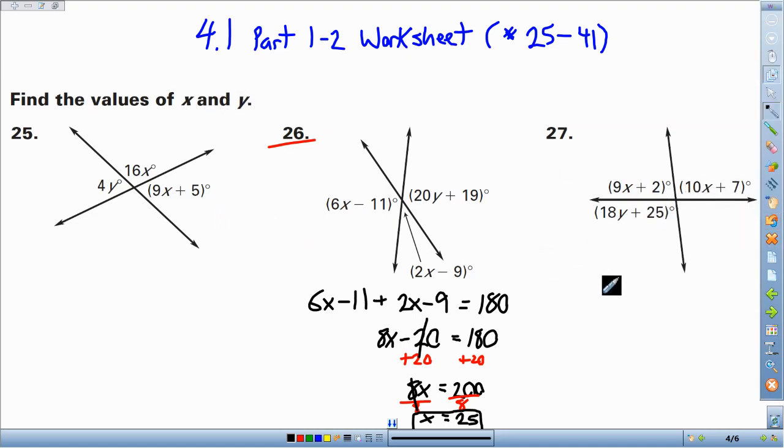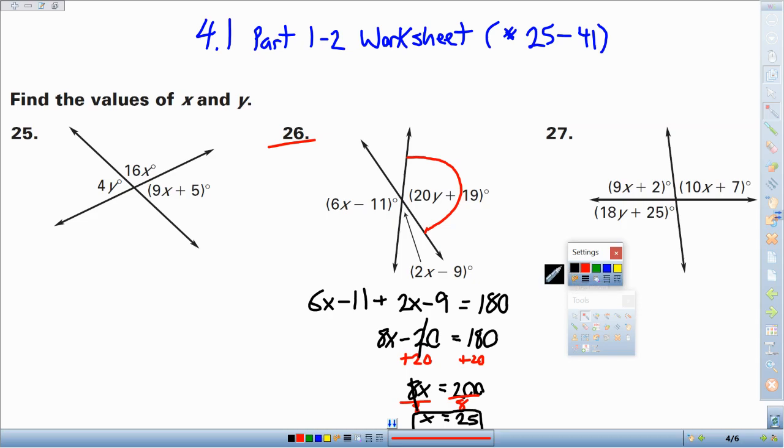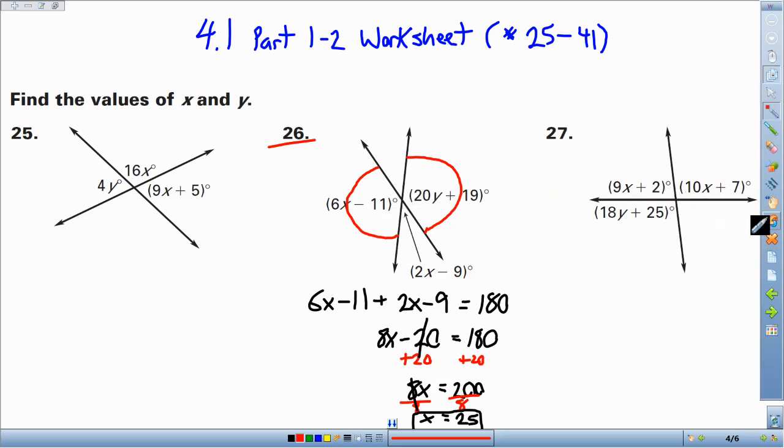Here are a couple things to point out. Obviously, I want to use this angle right here, that's the one that has y. So here's the thing: I have options. I can make an equation out of this angle and this angle because they're vertical angles, and I know vertical angles are congruent. Another thing I could do is say that this angle plus this angle equals 180 degrees because they make a flat line. Either way I do this problem, I'm going to end up with the same answer.